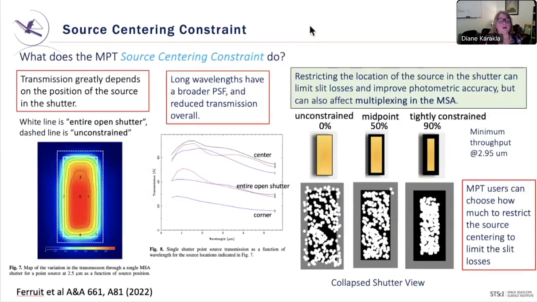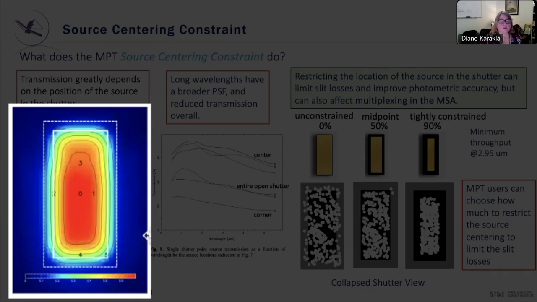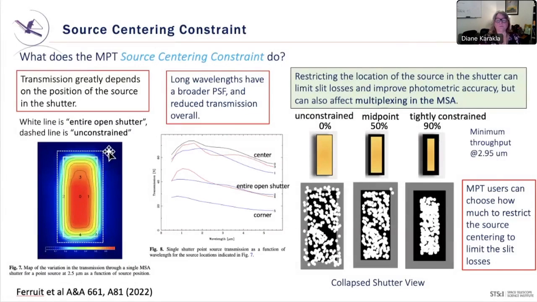Source centering constraint. So this is a sketch that I took from this paper by Pierre Ferry. And it's showing how the transmission varies, and this is at 2.5 microns, for a source at different positions. So it shows the transmission variation at the different positions in the shutter. The solid rectangle is the open area of the shutter, and then between the solid rectangle and the dashed rectangle represents the MSA bar that's around every shutter.